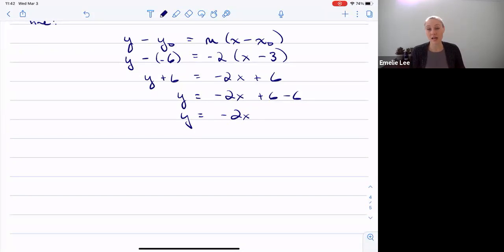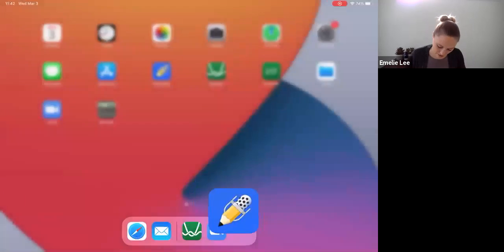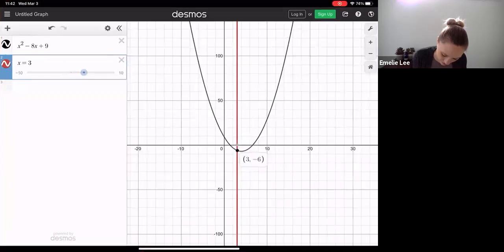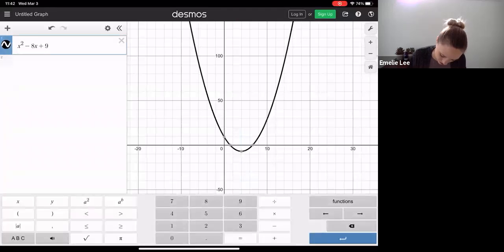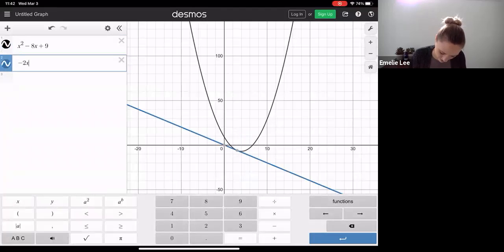I'm going to draw, since I have it in Desmos, the original function, and what I'm trying to draw, I'm just going to draw this on the same graph. I'm going to get rid of x equals 3. That was just to make sure. And y, well, let's just try -2x.